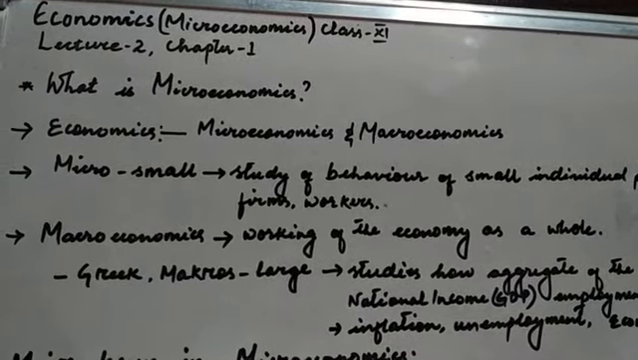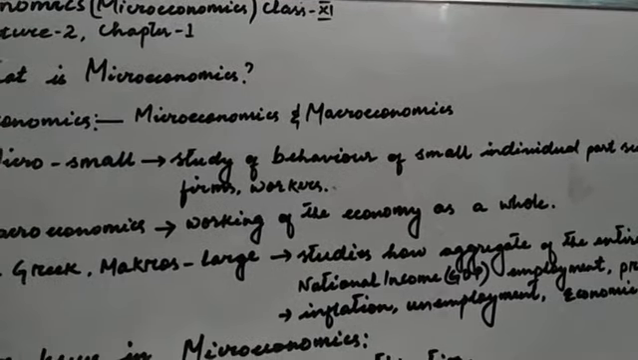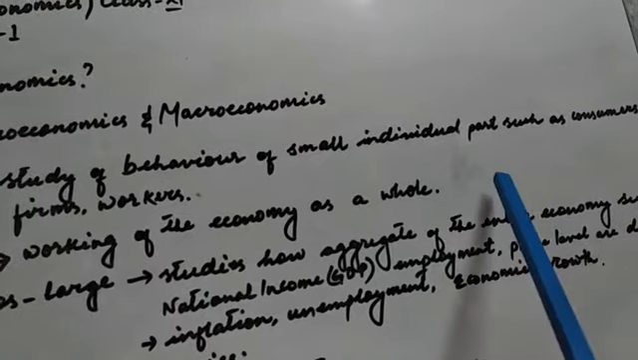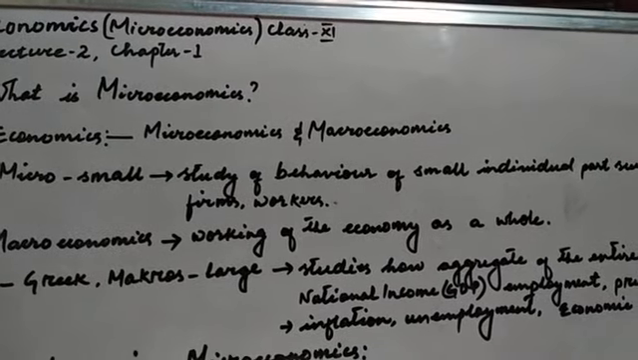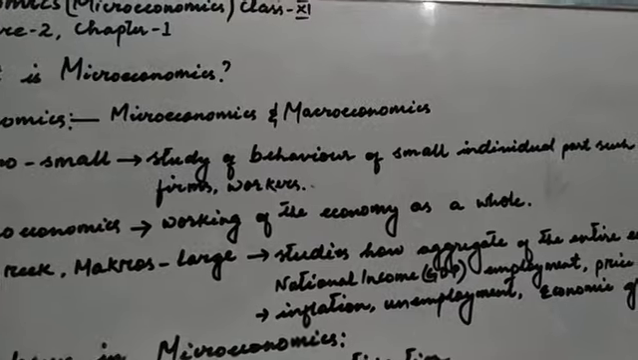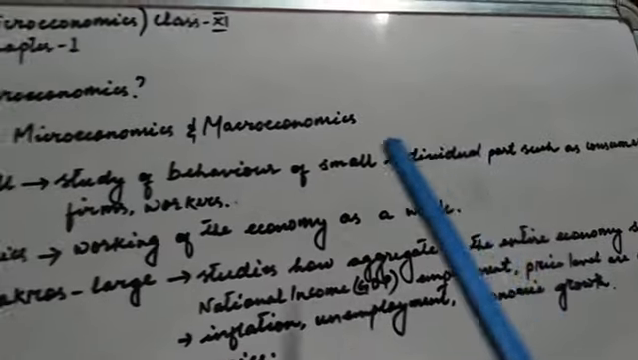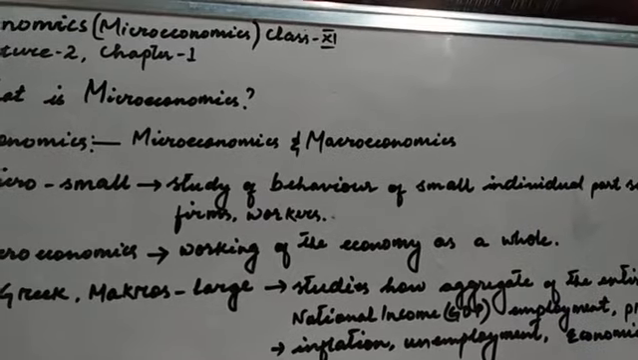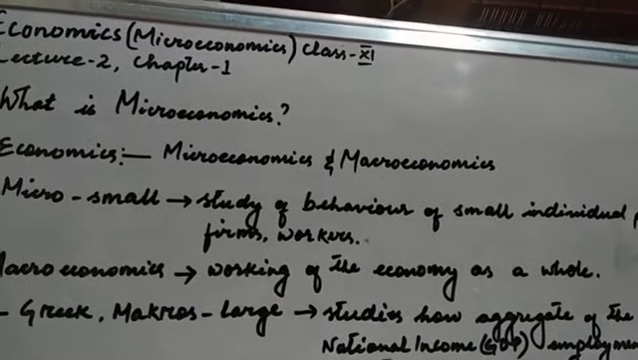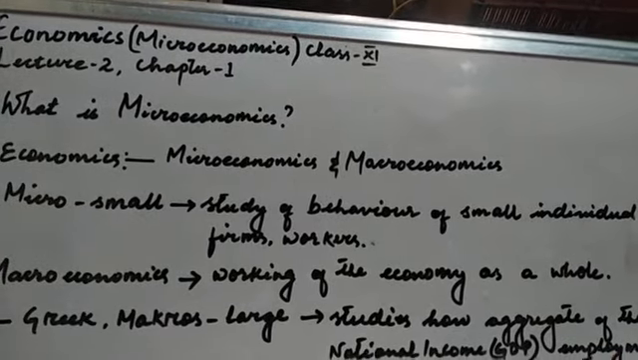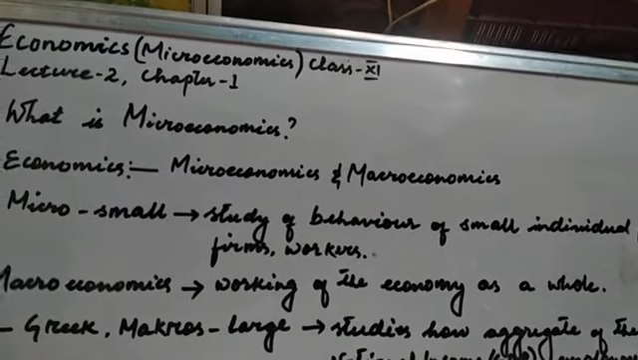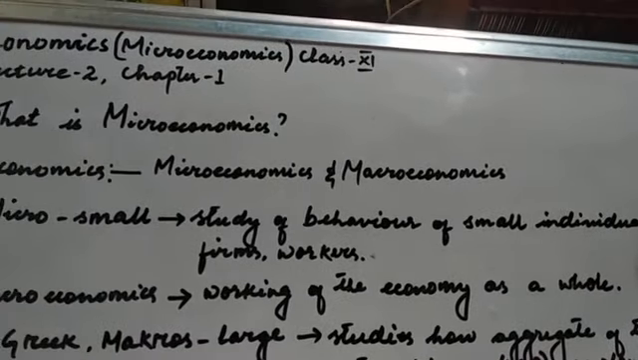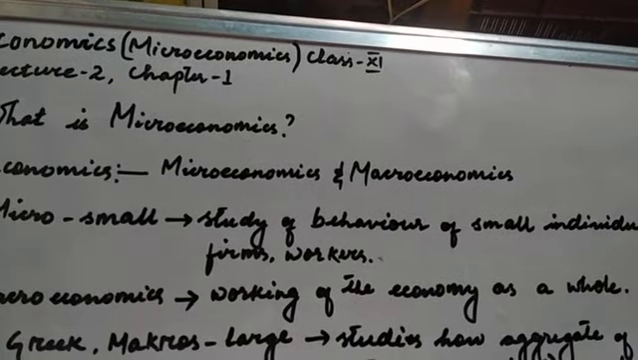Microeconomics is the study of the behavior of small individual parts such as consumers, firms, and workers. It studies the behavior of the consumer, the firm, and the workers. It studies how the interaction of decision making by individual units in the market will determine the allocation of scarce resources for the production of various goods and services.